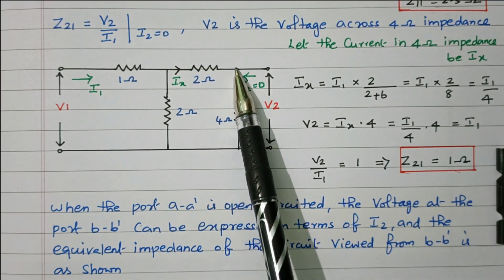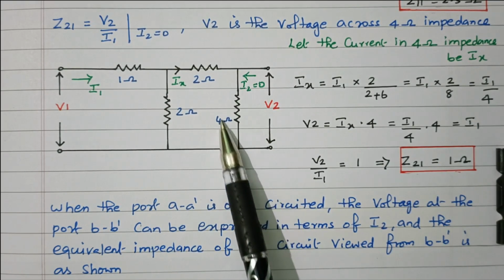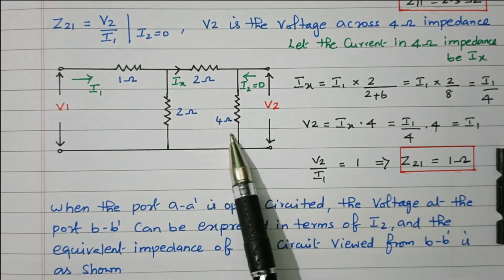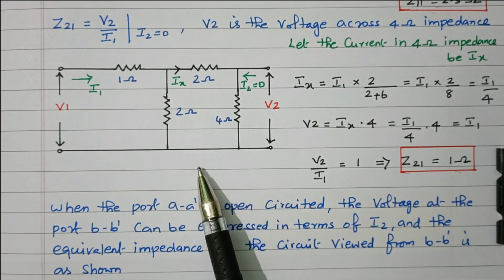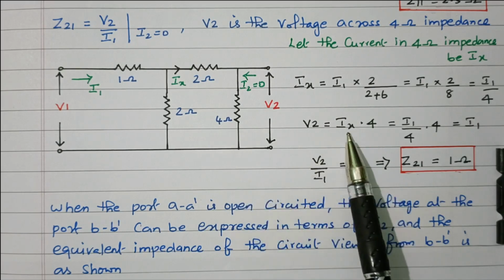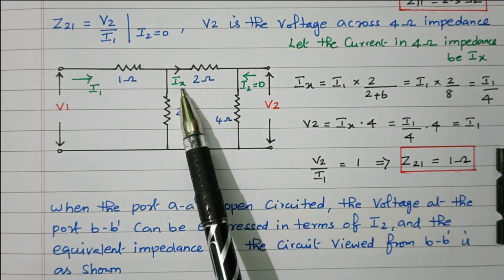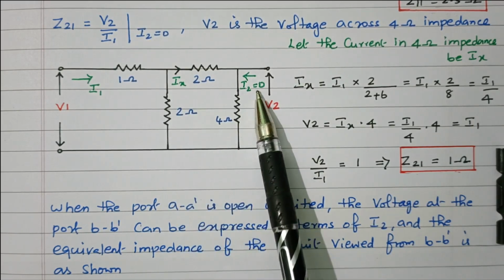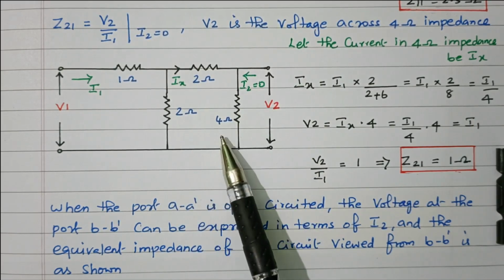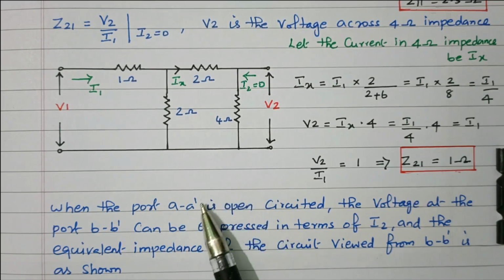How will you find the voltage across this 4 ohm resistor? V equal to I into R. So we need to find the current flowing through this 4 ohm resistor. R is nothing but 4 ohm. Right? So V2 equal to Ix into 4. V equal to I into R, R is 4 ohm. Ix is the current flowing through this 4 ohm resistor. I2 is already 0. So our aim is to find the current flowing through this 4 ohm resistor.